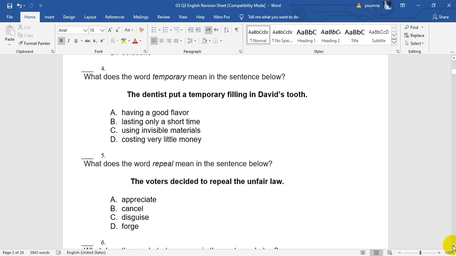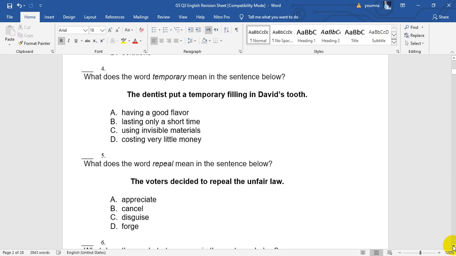Let's move to number 5. What does the word repeal mean in the sentence below? The word repeal. The voters, meaning the people who are voting, decided to repeal the unfair law. We took this word before when we were studying the American Revolution. So, repeal means appreciate, cancel, disguise, or forge.